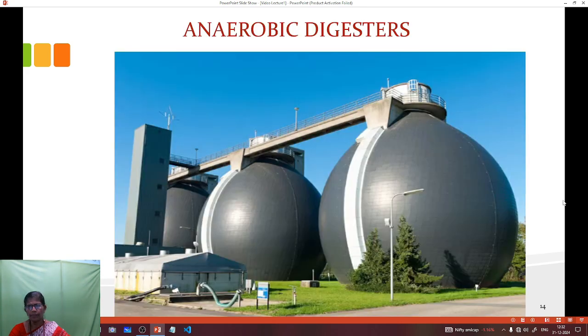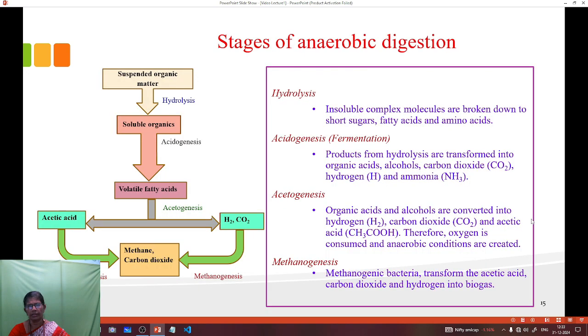This is a type of anaerobic digester. There are various types of anaerobic digesters based on their shapes. This is an egg-shaped anaerobic digester. We can also use a cylindrical anaerobic digester.